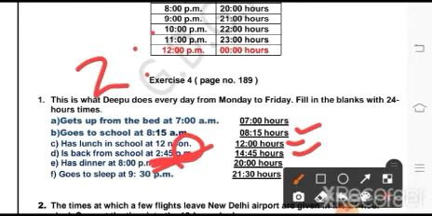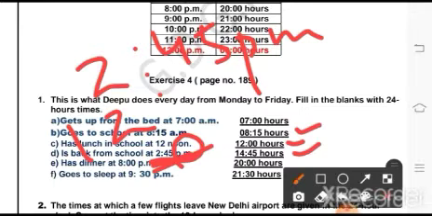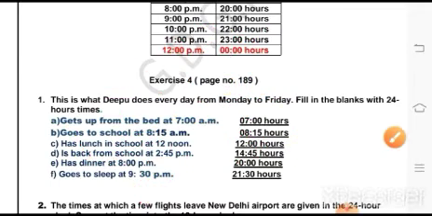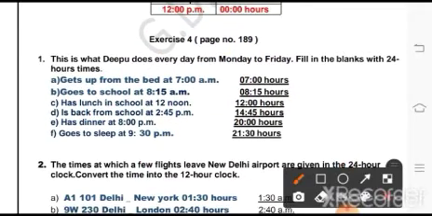Given time is 2:45 p.m. We add 12 to it. We get 14:45. This is the time in 24-hour clock. Then has dinner at 8 p.m. Adding 12 to 8, we get 20 hours.